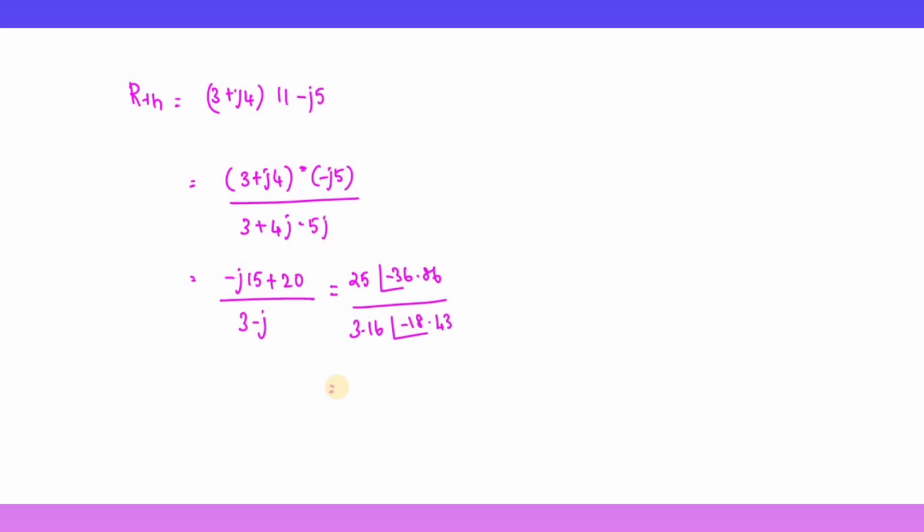So 25 divided by 3.16 is 7.91, and angle minus 36.86 plus 18.43 is minus 18.43.